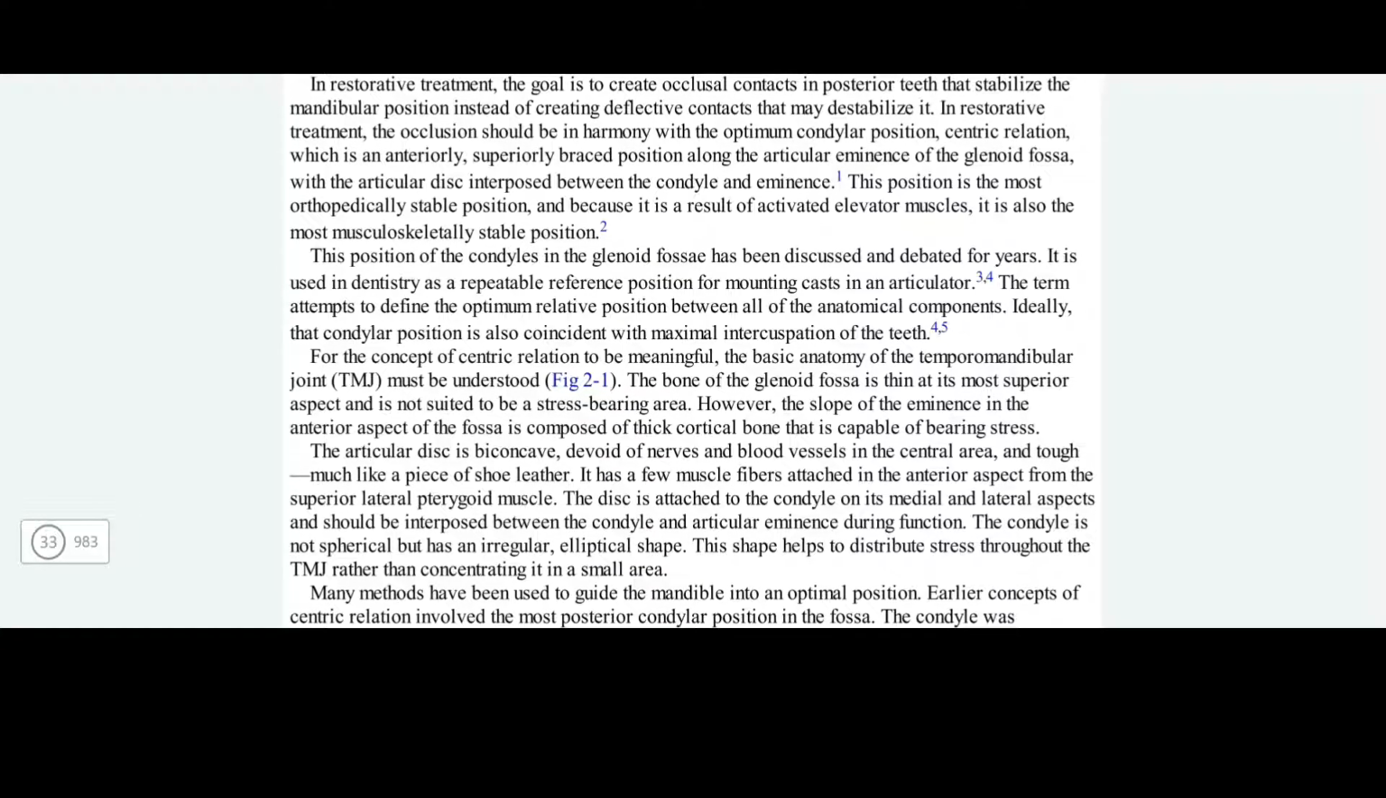In restorative treatment, the goal is to create occlusal contact in posterior teeth that stabilizes the mandibular position instead of creating deflective contacts that may destabilize it. So how do we explain it? We explain it in the restoration. The occlusal contacts in posterior teeth are most preferable because they stabilize the mandibular position.